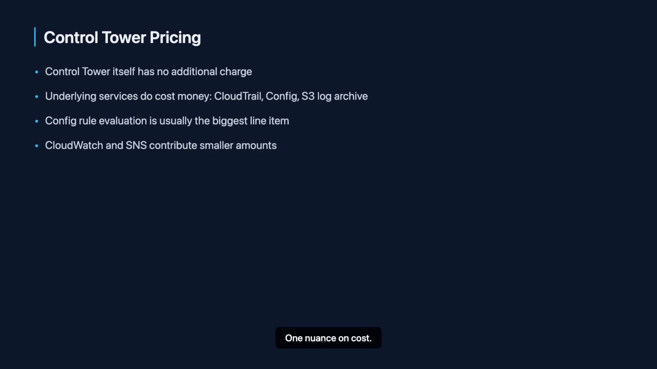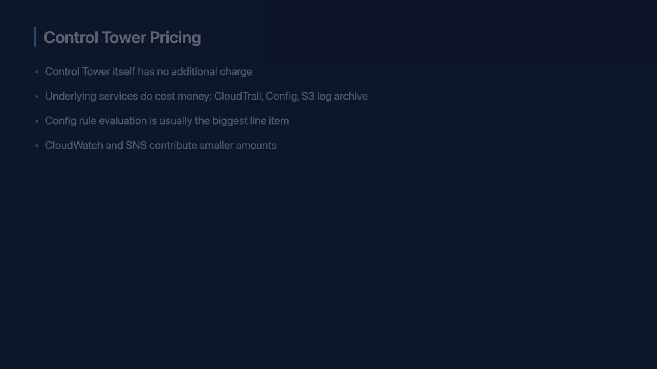One nuance on cost: there's no additional charge to use Control Tower itself, but when you set it up, you start incurring costs for the underlying services it turns on. These include CloudTrail, config rule evaluations, and S3 storage for the log archive. Config rule evaluation is usually the biggest line item. CloudWatch and SNS, the simple notification service, also contribute smaller amounts. So Control Tower is free, but the house it builds for you isn't free to run.